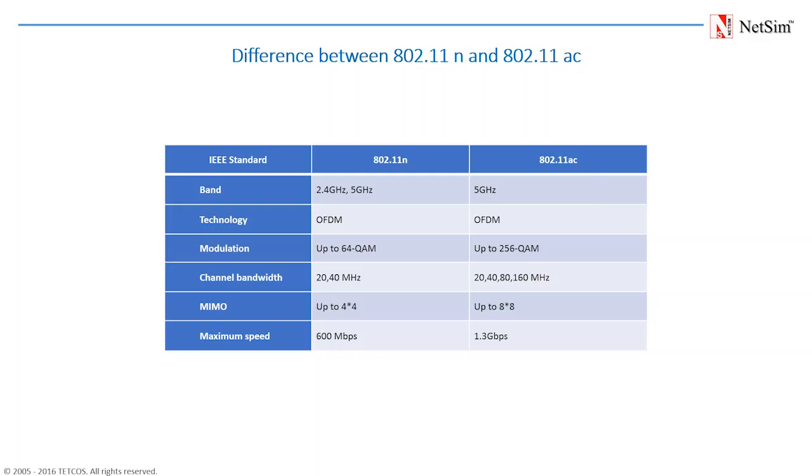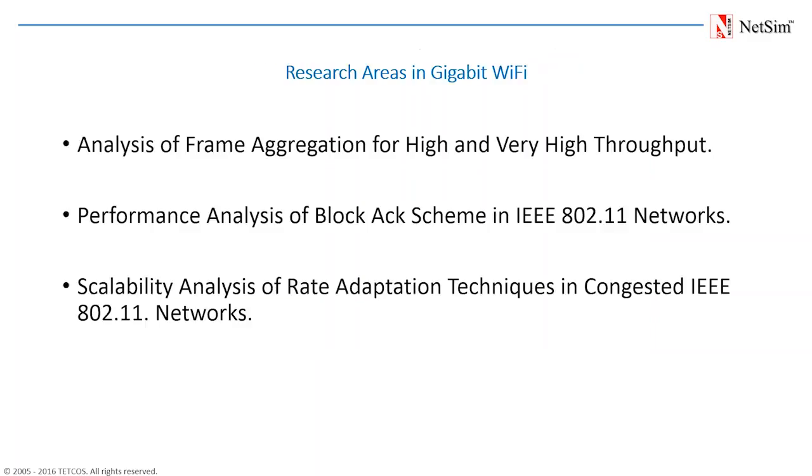We showed you the transmit and receive antenna settings that can be used in NetSim. 11N supports 4x4, while 11AC supports 8x8, and the maximum data rate that is supported by 11AC is about 1.3 Gbps.